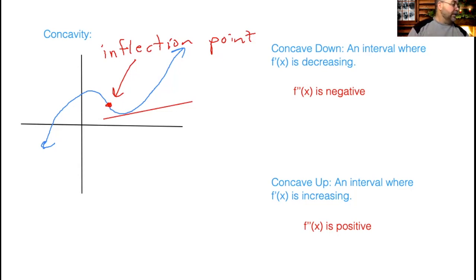So let's take a look at a function so that we can determine if we have some points of inflection, and we can look at some concavity. And the function I have here, let's write this one out. This is f of x.